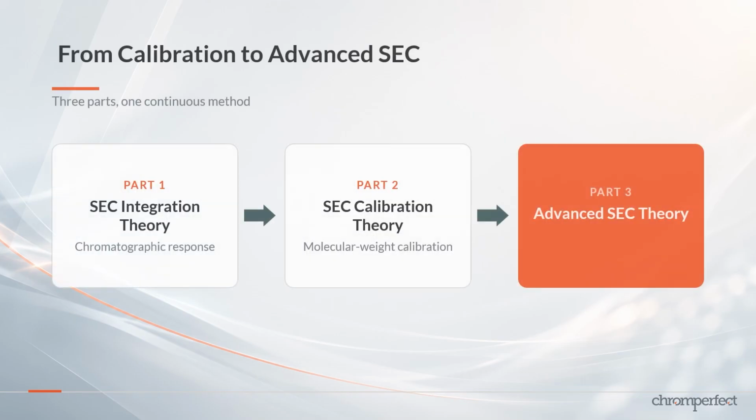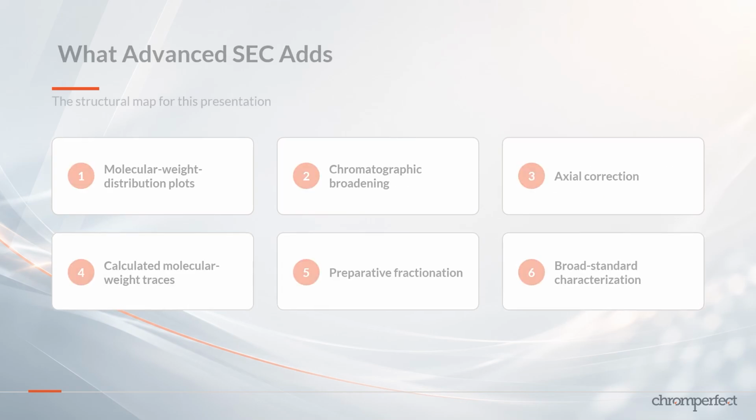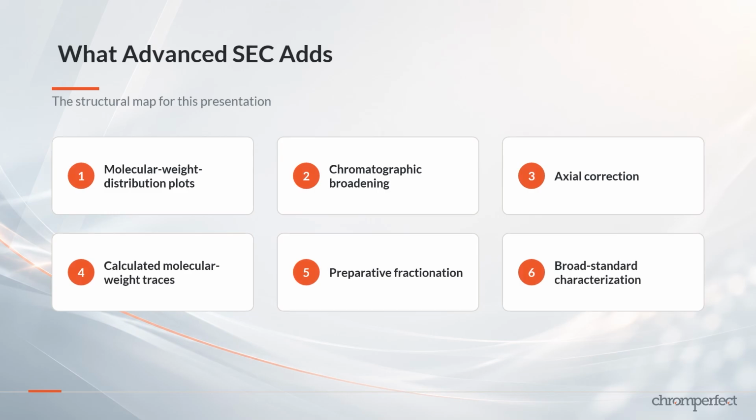In the previous two videos, we examined SEC integration and SEC calibration. We considered the special baseline used for size exclusion chromatography, the influence of detector-response, the calculation of molecular weight averages and fractions, the construction of SEC calibration curves, universal calibration, viscosity relationships, and the use of narrow and broad molecular weight standards. In this video, we will move into advanced SEC theory.